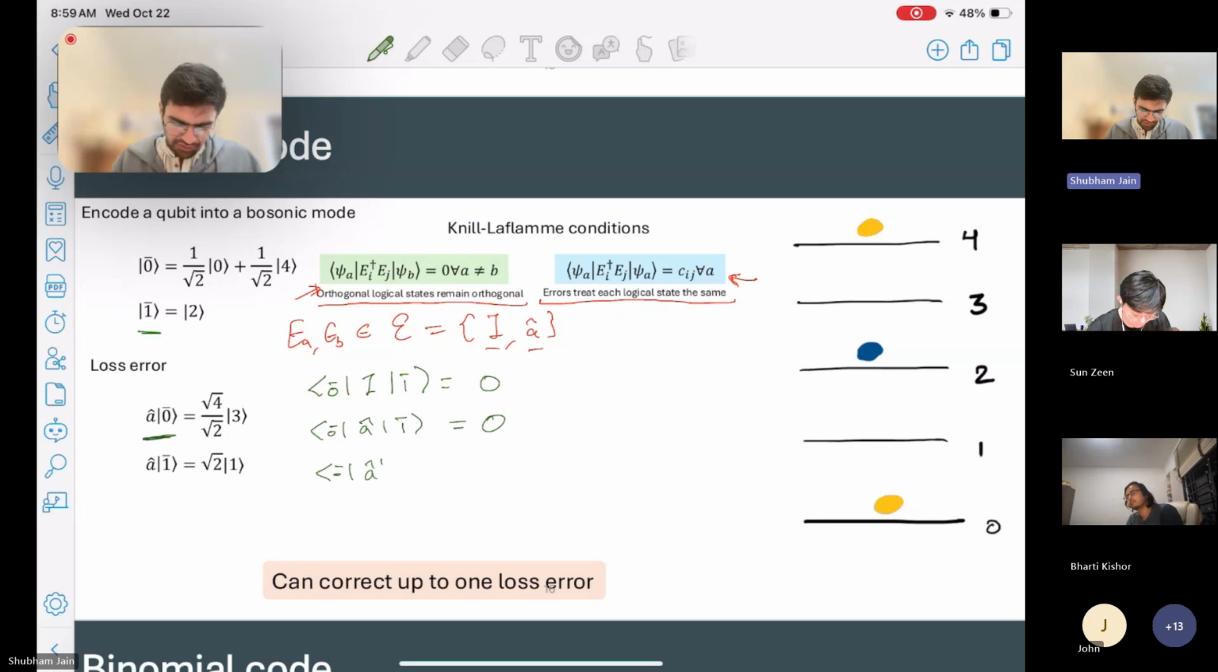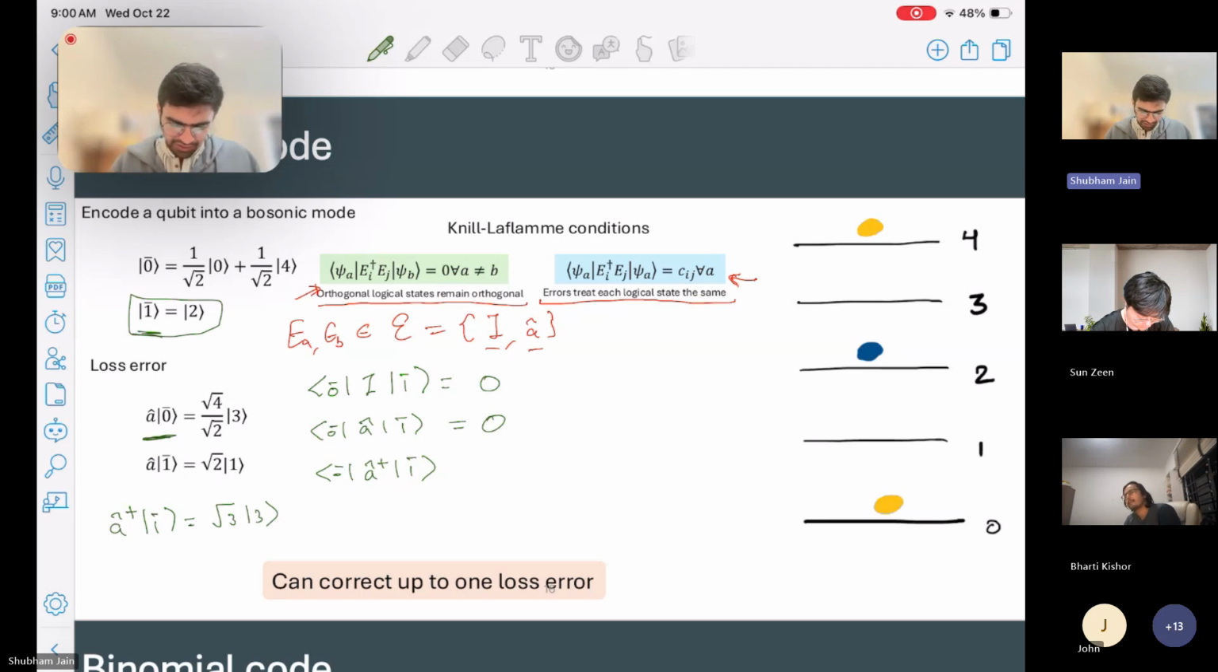Let's look at this one. I did not write down a dagger, but it's simple to write down, so we can do that. This is just going to be square root of 3 times 3. I've just applied the creation operator here to this state here.